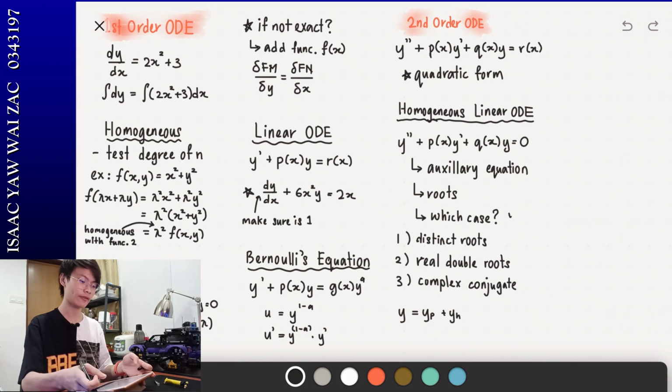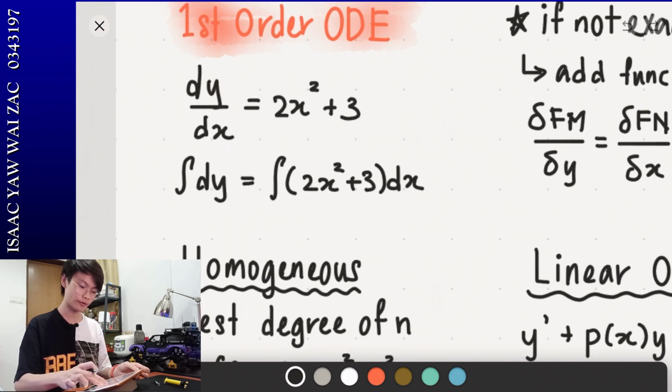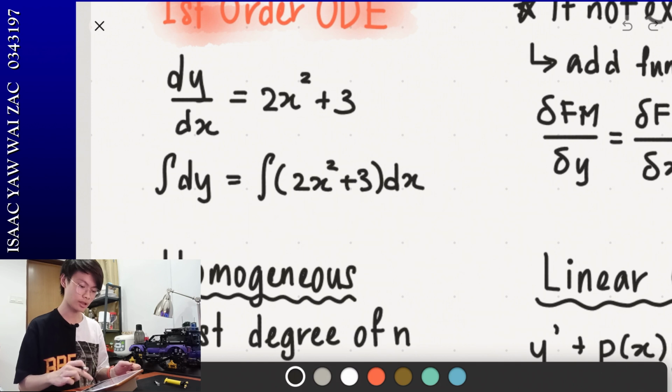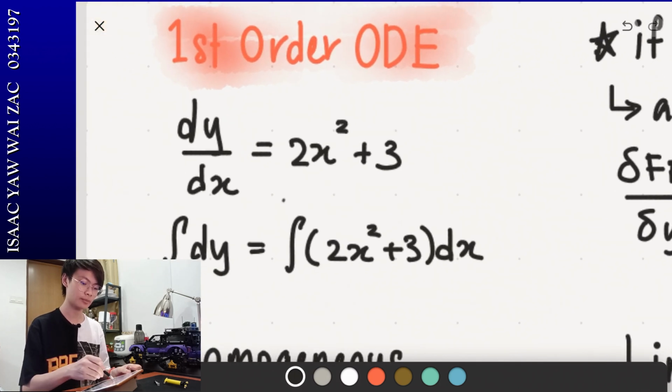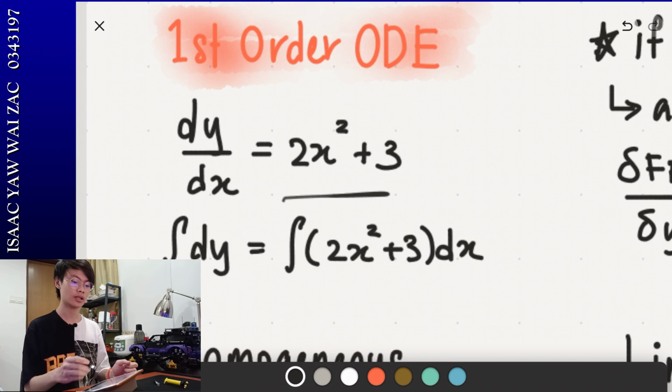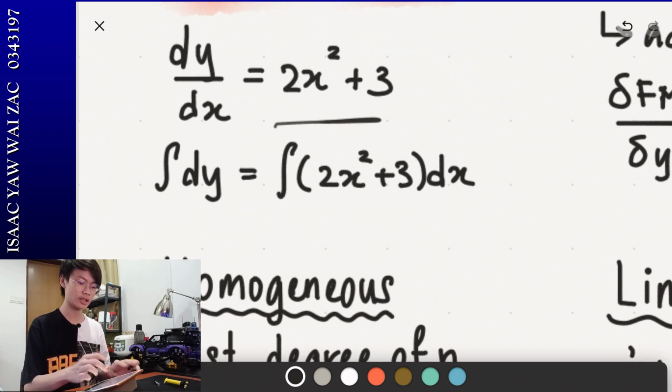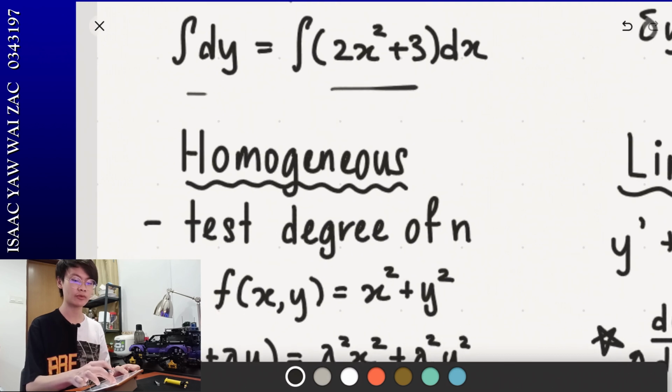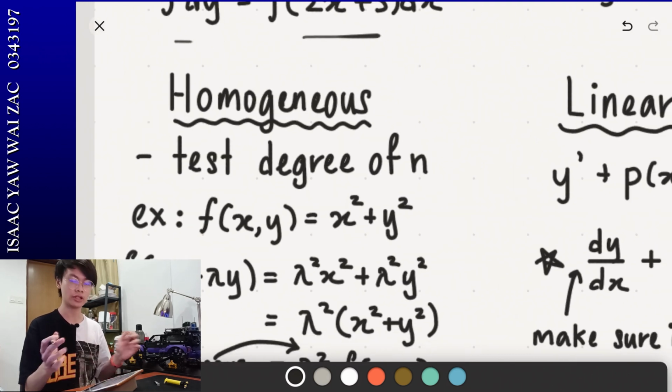As you can see here, we have first order and second order. Let's start by going through the first order ODE. The first order, a simple one like this, is where we can use the separation method, bringing the x on one side and y on one side, and separating them by integrating each side.